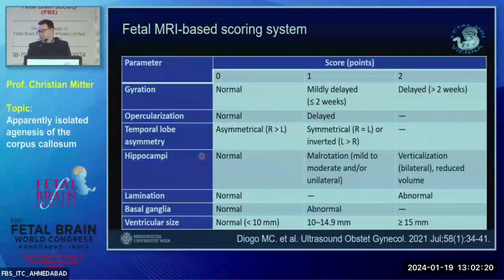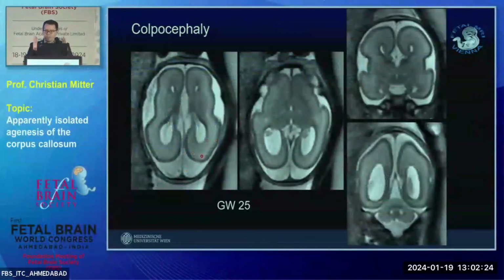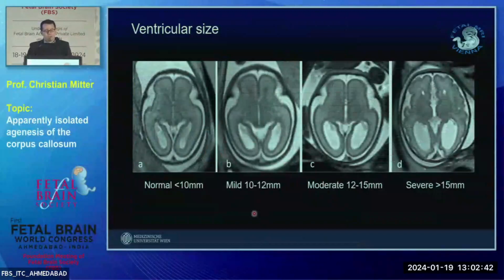And then finally, ventricular size. Colpocephaly itself is not a pathology, or rather an additional associated pathology. It's part of the syndrome. It's the typical shape of the lateral ventricles with narrow verticalized frontal horns and enlarged occipital horns. But what you should score is the degree of ventriculomegaly.